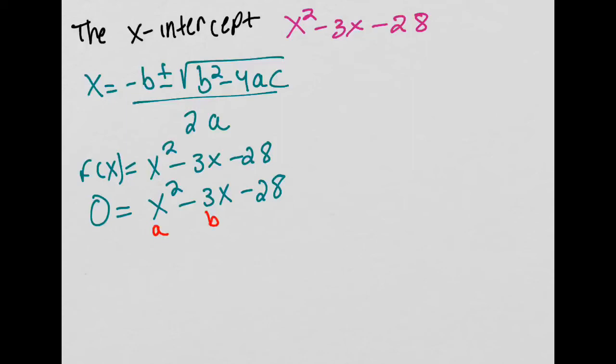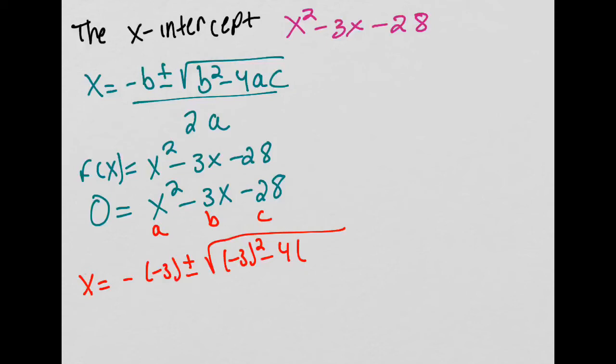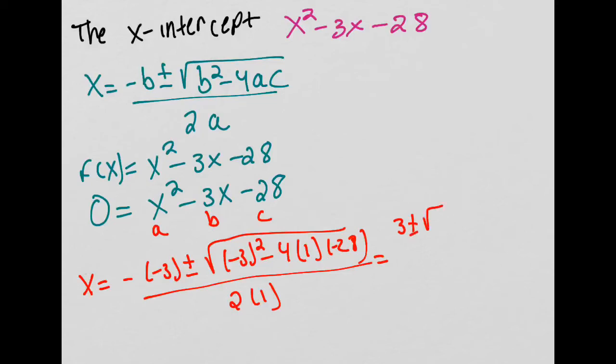So a, b, and c. I'm going to substitute my values into my given formula. Want to be very careful when you're substituting. You don't want to make a mistake, especially with the negatives. Okay, now I'm going to go ahead and simplify. So I have 3 plus or minus the square root of 9 plus 112, right? Over 2.